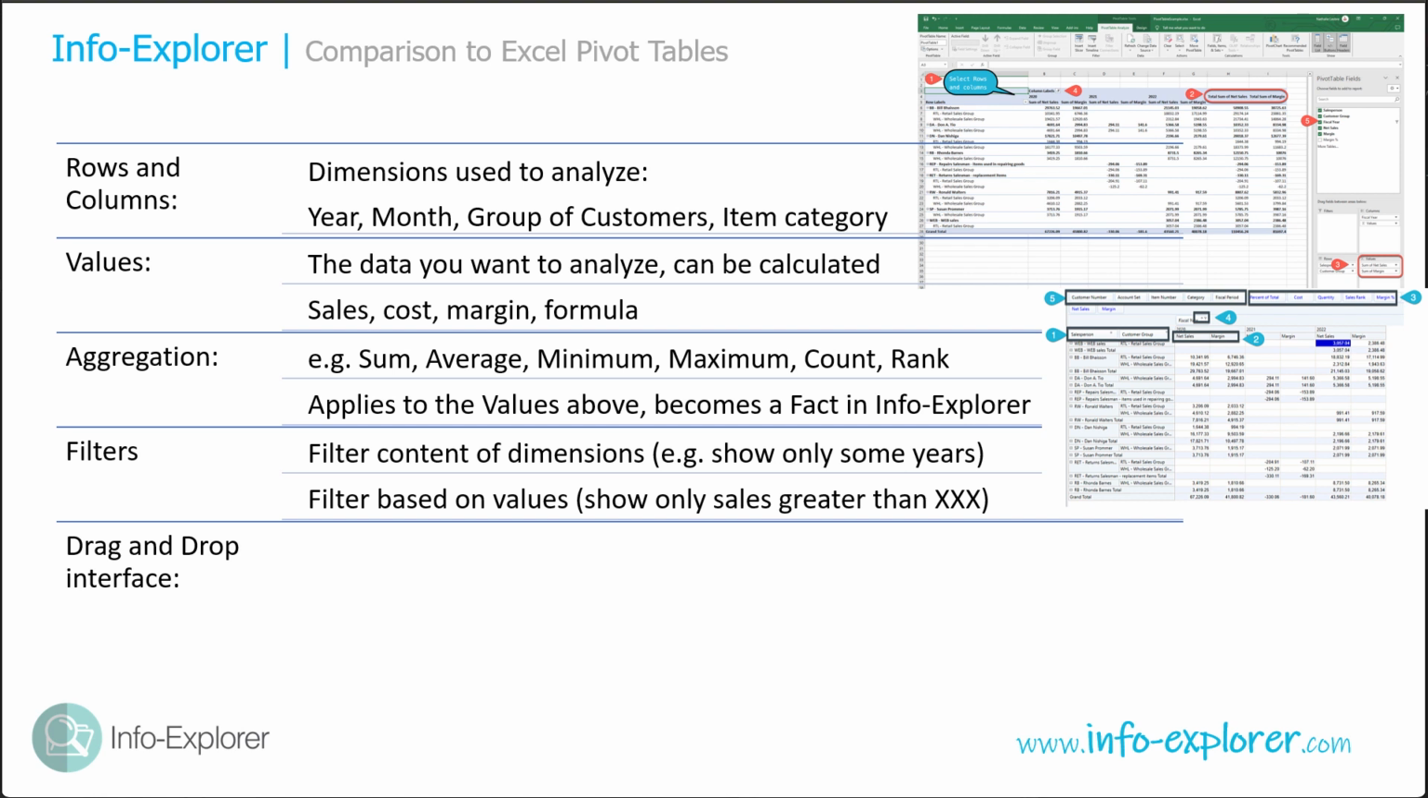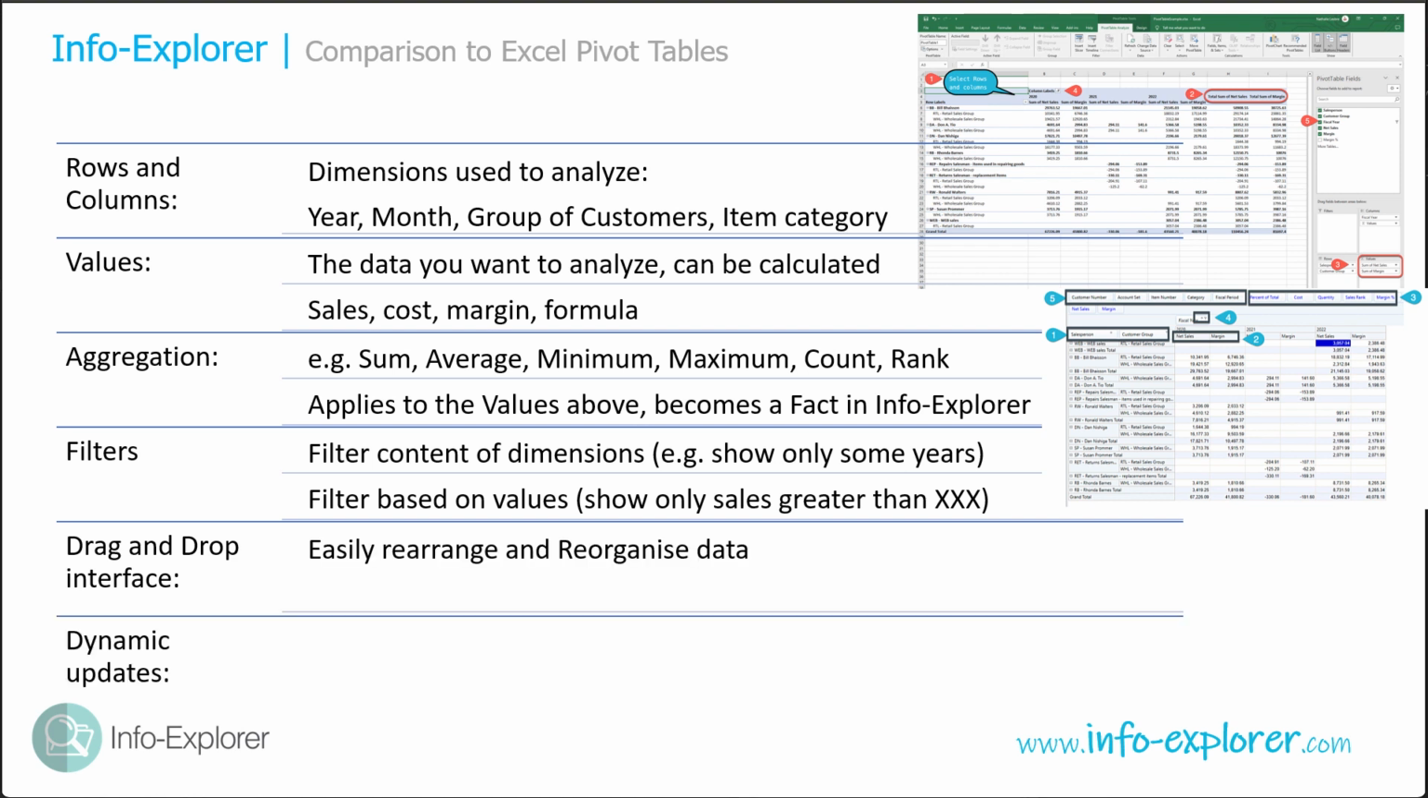In a pivot table, you have this drag and drop interface where users can easily rearrange and reorganize the structure of the table based on what they need to analyze. So you might start with sales by customer per year, choose to focus on 1 year, and then add the month because you want to delve into more details by month. And this is the same in Info Explorer.